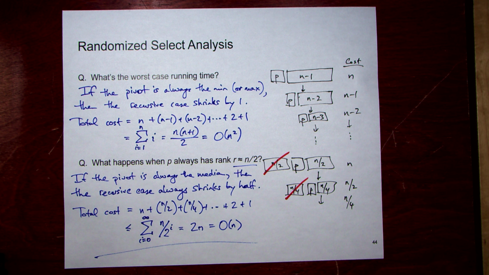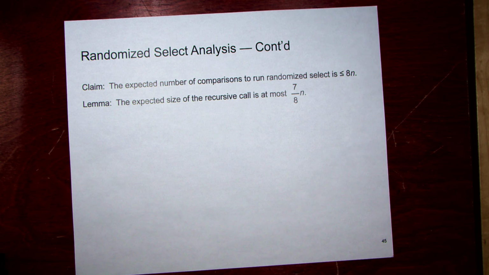The average case is what we would like to solve. Okay, so we're going to solve this using expected value. Okay, so we're going to find the expected value of this algorithm, or at least a bound, and the bound will be linear. Okay, so here's the claim. The expected number of comparisons to run a randomized select on n elements is bounded above by 8n.